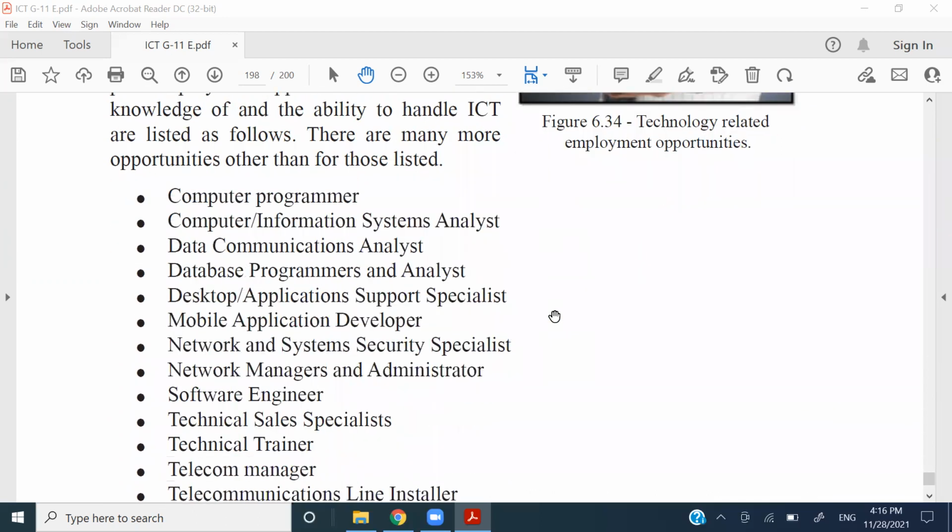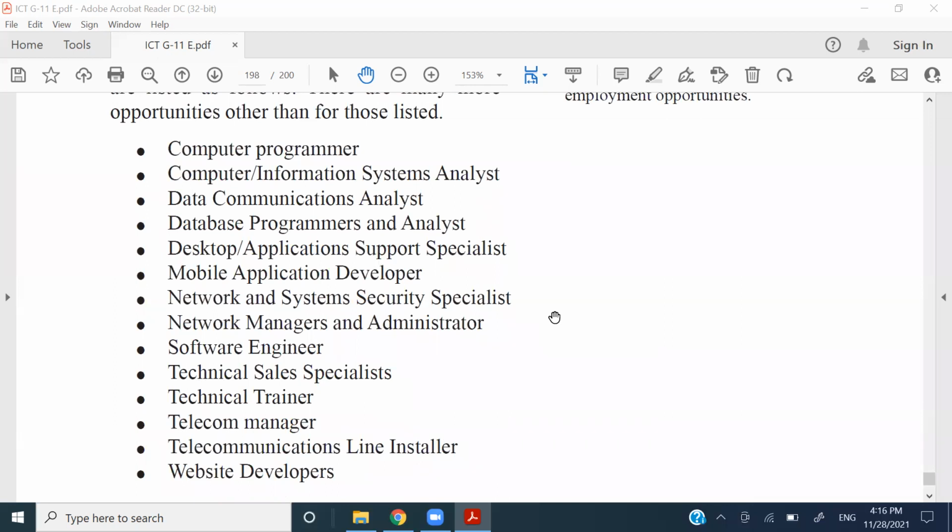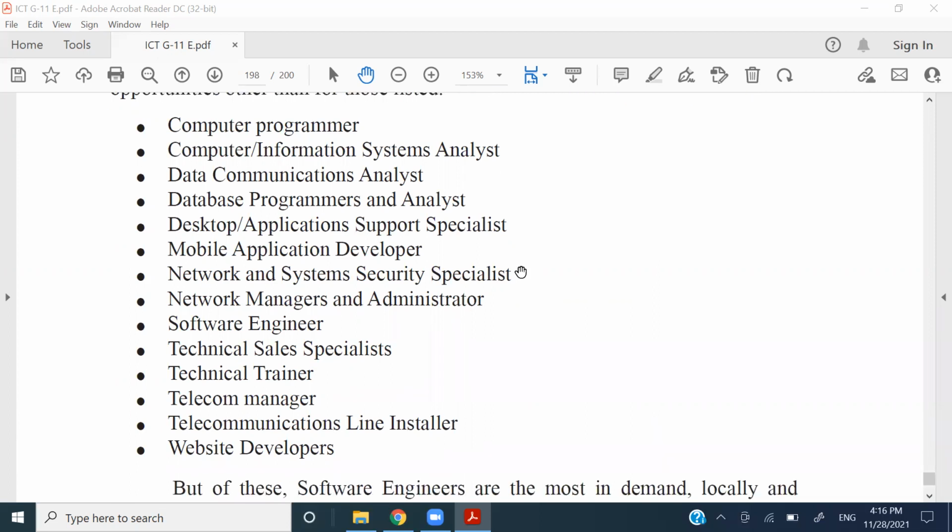These are the characters or the designations. Okay. So a computer programmer, the one who is coding, basically. Computer information system analyst, one who is planning what to be coded. Data communication analyst, something regarding the networks, how the communication happens, how the data communication happens. Database programmers and analysts, the people who are designing the databases, who are maintaining the databases. Desktop application support specialist, those are the ones who are taking care of the interfaces and the connectivities, right?